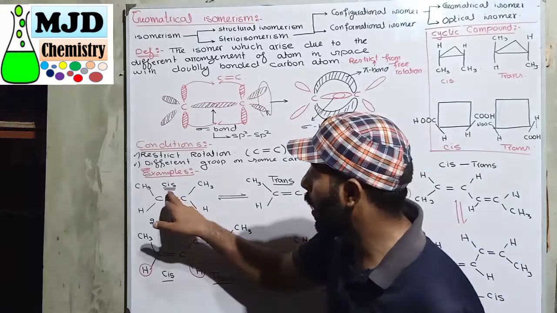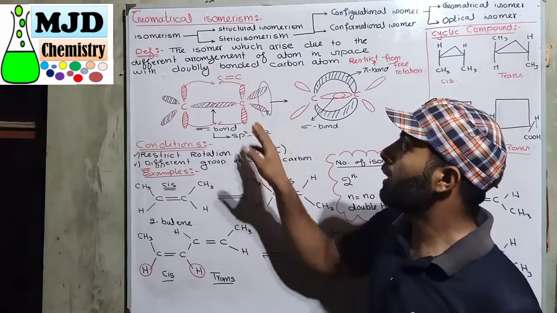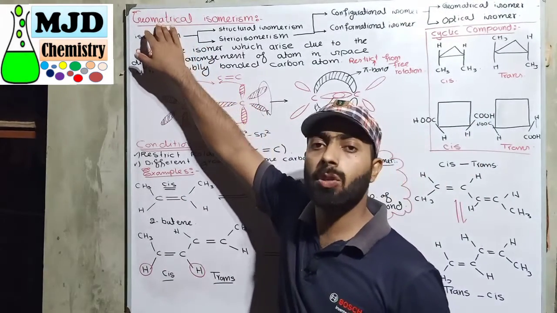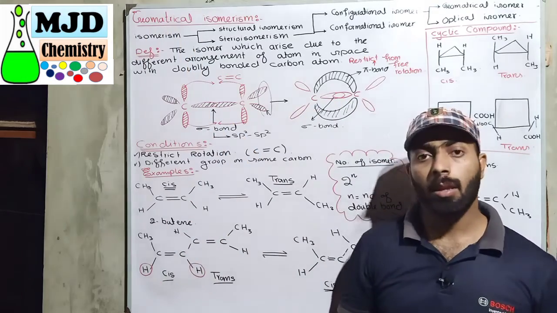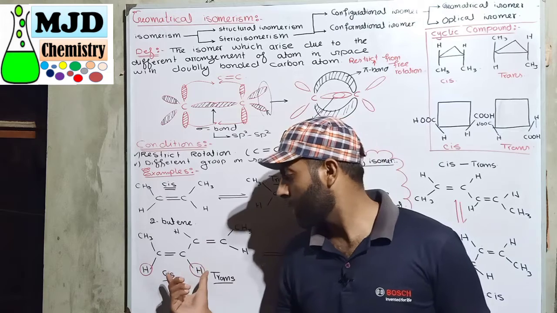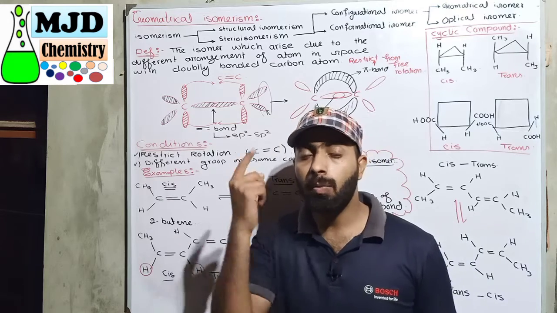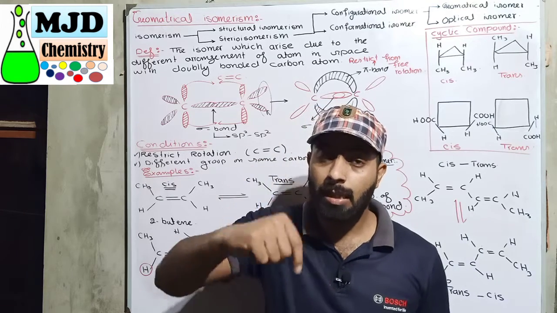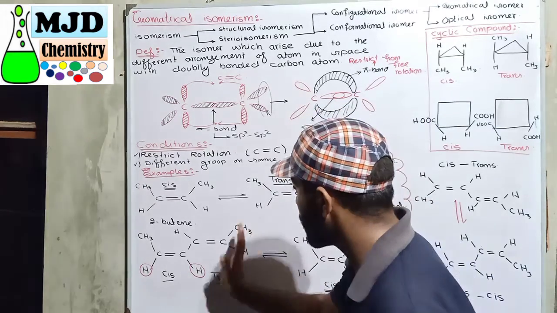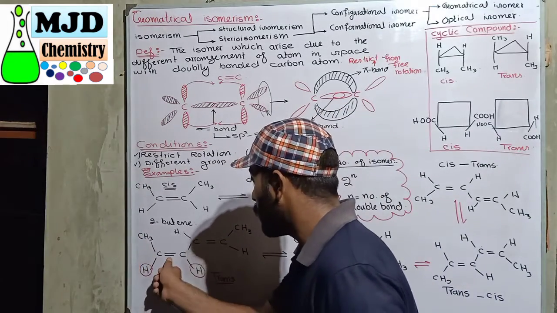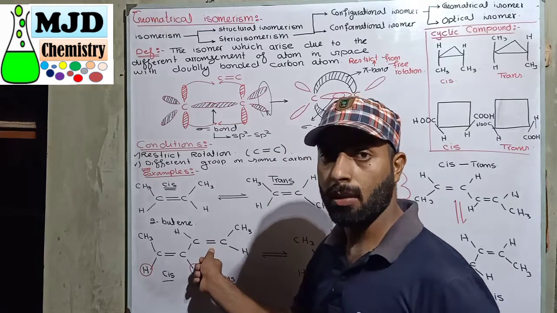That's why there are two isomers, cis and trans. The second name of geometrical isomerism is cis-trans isomerism. We look at a second example in which two double bonds are present in a single molecule. Here, I have a single molecule, two double bonds are present.